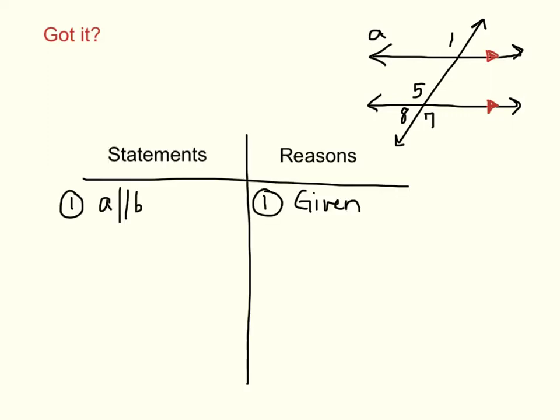All right, so I have set up the beginning of your proof. In step 1, A is parallel to line B. Those two lines are parallel, and we know that because that's given to us. We have to prove that angle 1 and angle 7 are congruent. So you have angle 1, 5, and 8 for a reason. So what do you think you're going to do next?